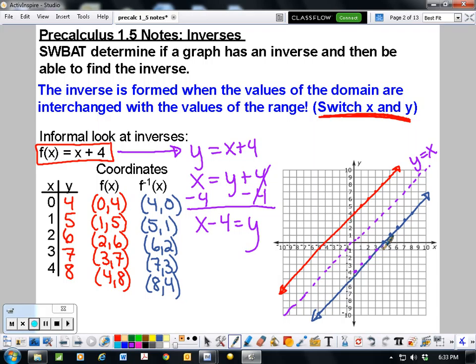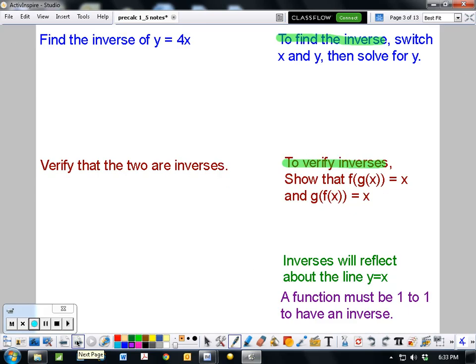And so that's what we're going to be talking about today, being able to create that inverse. Does something have an inverse? Because some things will not have an inverse. So we're going to find the inverse of y equals 4x. So again, to find the inverse, we switch x and y and solve for y. So I flip-flop those.